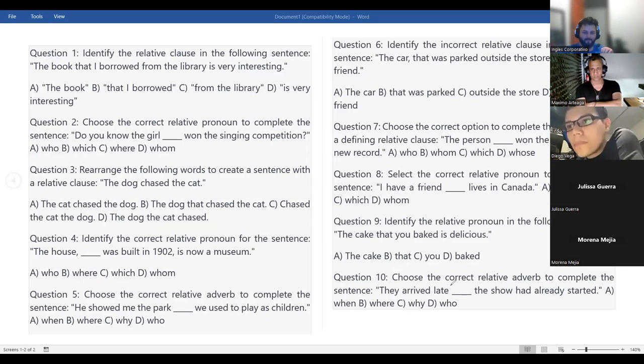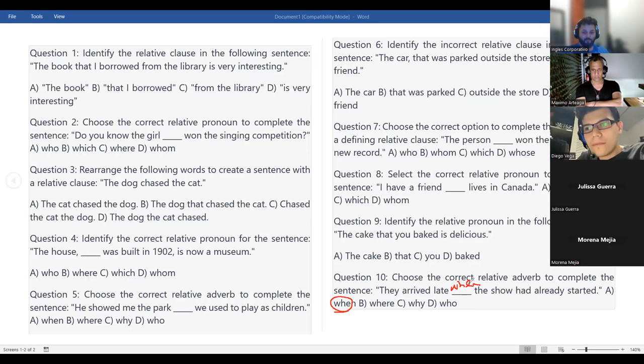Choose the correct relative adverb to complete the sentences. They arrived late when the show had already started. Very good. Yes. Notice, guys, that when is not part of the relative pronouns. It's a relative adverb. Because when we say when here, they arrived when. So when is modifying arrived. So that's why it is an adverb.